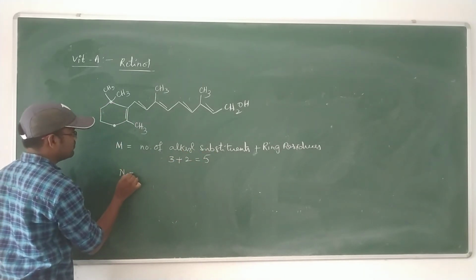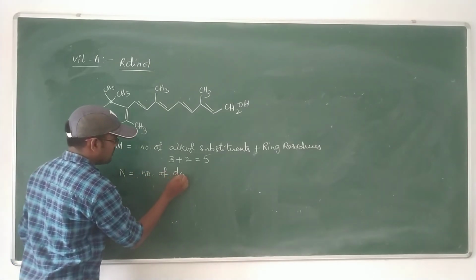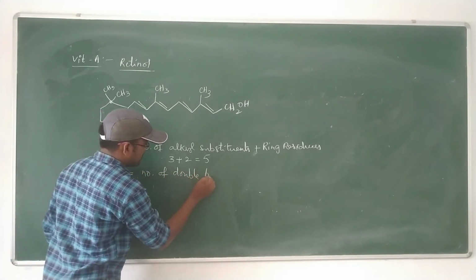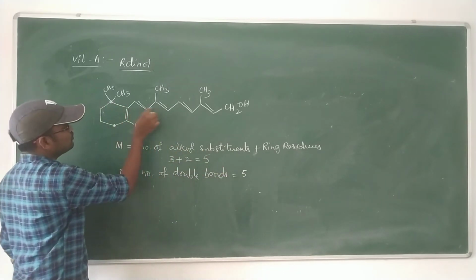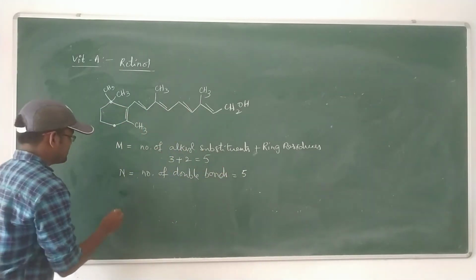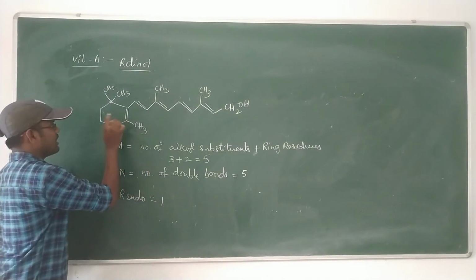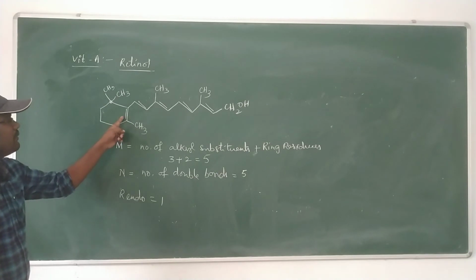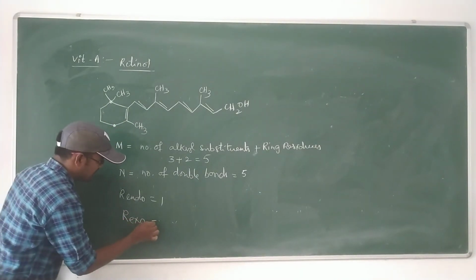n is equal to the number of double bonds in conjugation. The number of double bonds in conjugation here is 5: 1, 2, 3, 4, 5 double bonds. Next, R endo is equal to 1, because we have only one ring having one double bond. R exo: there is no exocyclic double bond, 0.